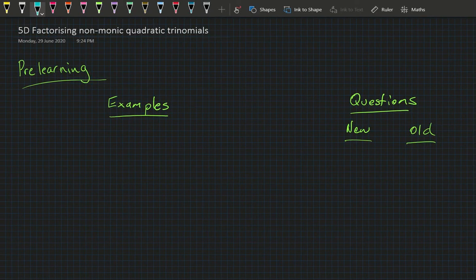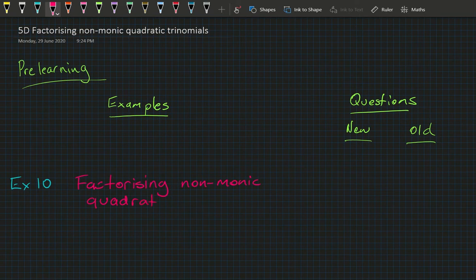Hello class, welcome to exercise 5D, Factorising non-monic quadratic trinomials. In today's lesson, your examples and pre-learning will be example 10, Factorising non-monic quadratics.